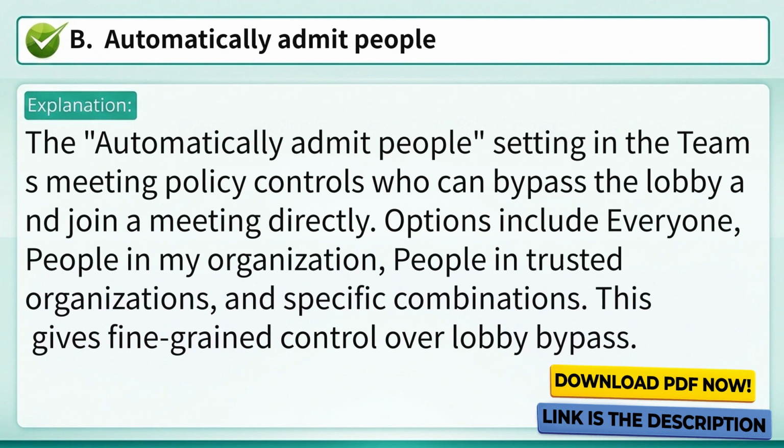Explanation. The automatically admit people setting in the Teams meeting policy controls who can bypass the lobby and join a meeting directly. Options include everyone, people in my organization, people in trusted organizations, and specific combinations. This gives fine-grained control over lobby bypass.